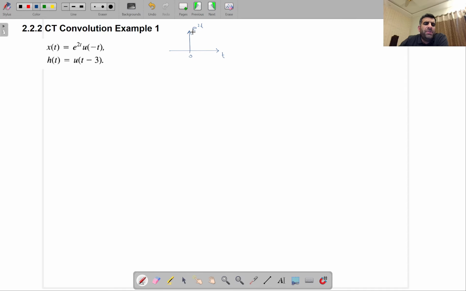So recall from chapter number 1, this is basically a rising exponential. The signal is a rising exponential like this, and at t is equal to 0 the value is 1. And then there is another signal which is u of minus t. So let me plot that as well. Recall that this is again a unit step signal, but it is a time reversal unit step signal, which means that the signal is like this.